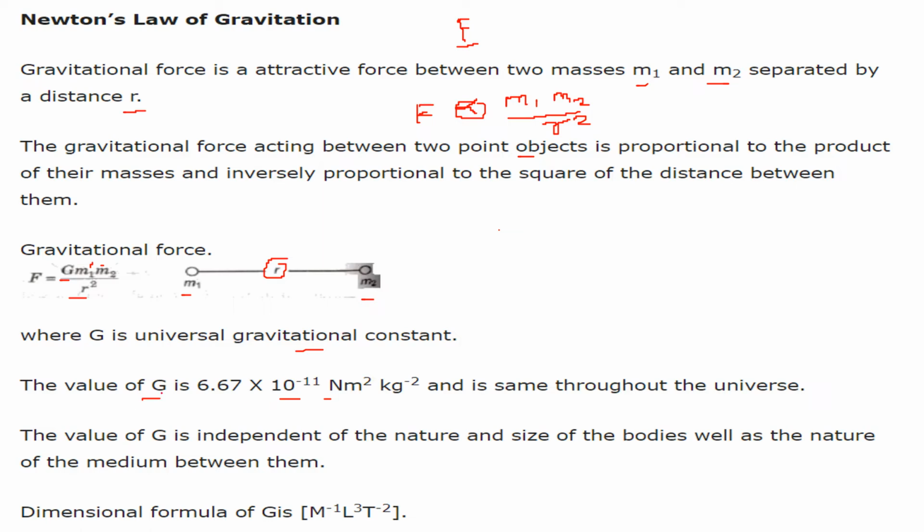This G, the universal gravitational constant, is independent of the nature and the size of the bodies, and also of the nature of the medium between these two. This can be anywhere, and G remains the same. The dimensional formula of this G is M minus 1, L 3, and T minus 2.